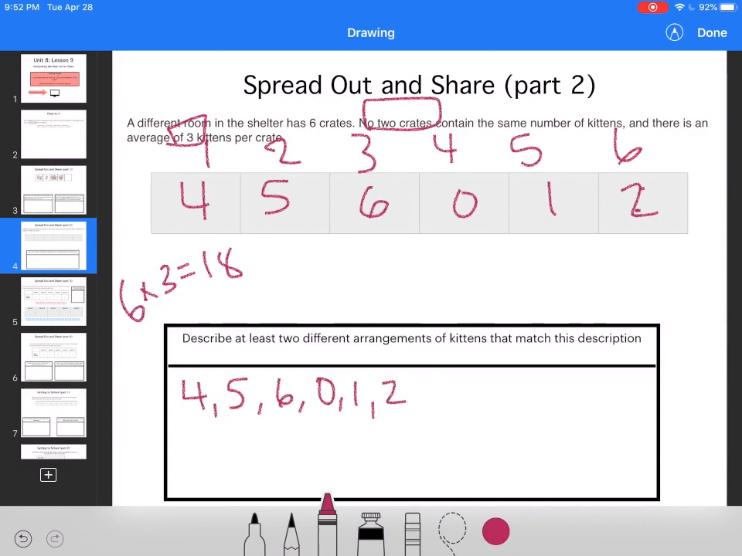And they don't want you to just reconfigure the numbers, like to just put them in a different order. So now I'm going to come up with another way, and I'm going to try starting with a smaller number first. So I'm going to do 1, 2, 3 and see where that gets me. So now I'm at 6.